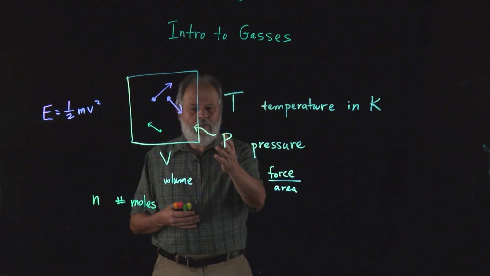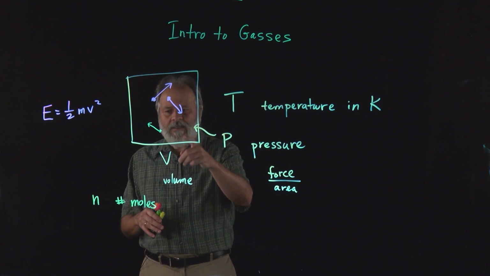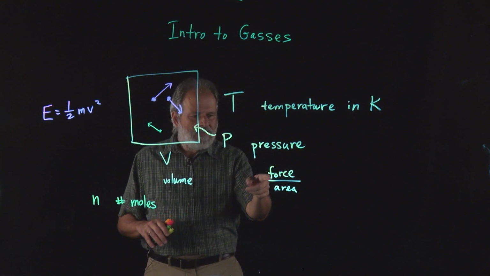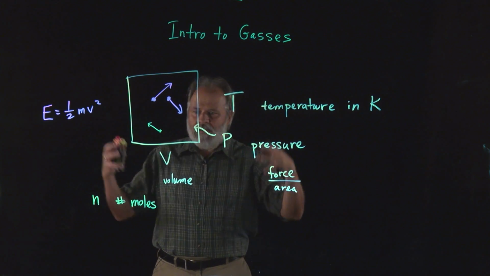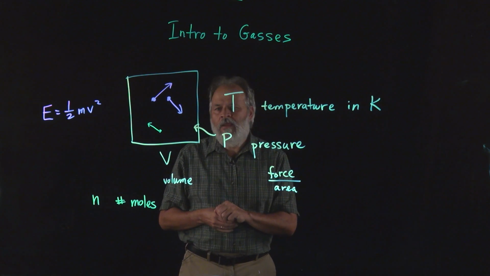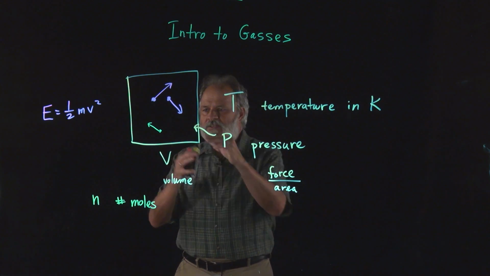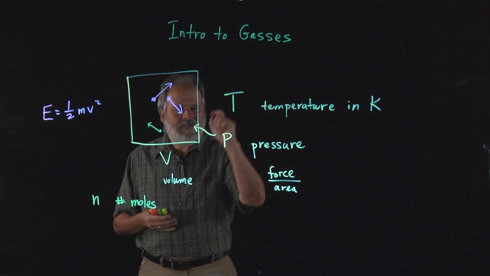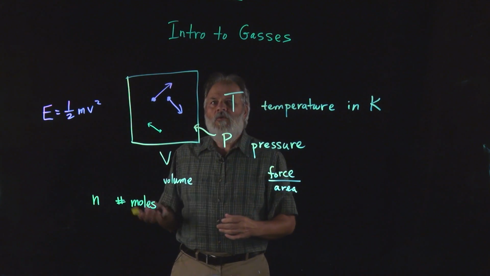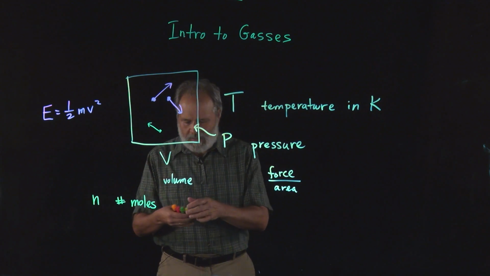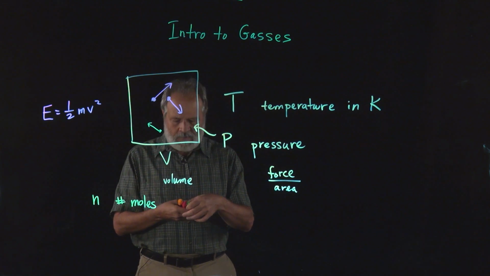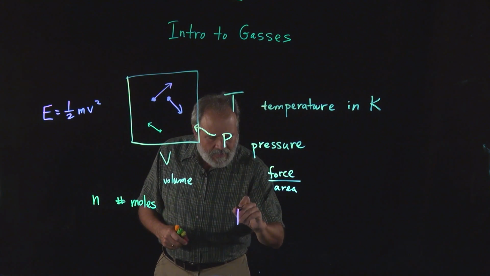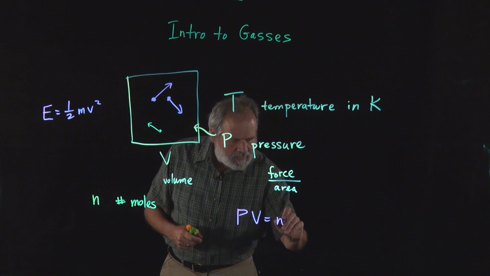One way we can increase the pressure is to increase the number of particles hitting the wall, but the other thing we can do to increase the pressure is to reduce the area. We'll make the volume smaller, or we could increase the force with which they're hitting the wall by adding more energy to the system, that is to say, to raise the temperature. So there's an equation that relates all of these variables together that we'll talk about in another video.